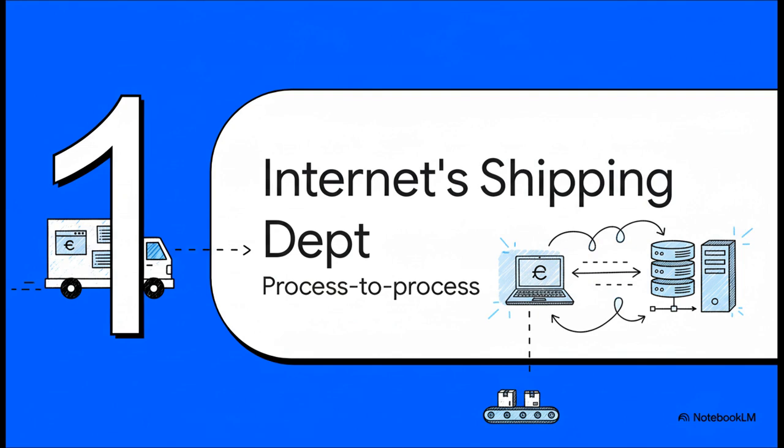So to get our heads around this, we have to look under the hood a little bit at something called the transport layer. The best way to picture it, think of it like the internet's own massive internal shipping department. Its entire job is to make sure a package, your data, from a specific program on your computer, let's say your Spotify app, gets to the right program on the other end, like Spotify servers. It's all about getting stuff from the right app to the right app.